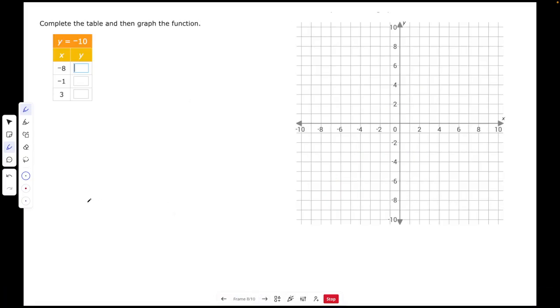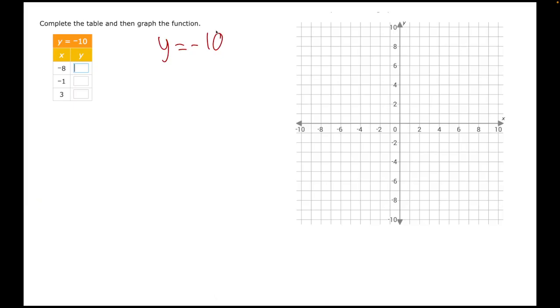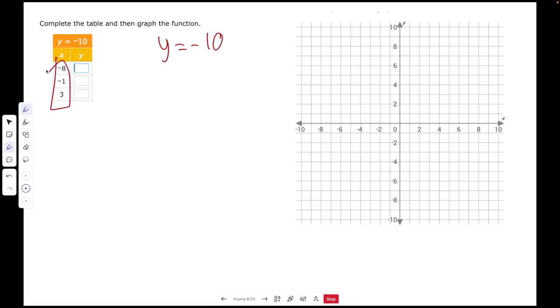All right, for this problem, there's something a little bit different here. Maybe you notice that there is no x. So how do you plug in the x values that they give you? Normally we would take that -8, plug it in for the x, and then solve it, but there's no x here. So the good news is you don't have to solve anything. This says that y equals -10. It doesn't matter what x is.